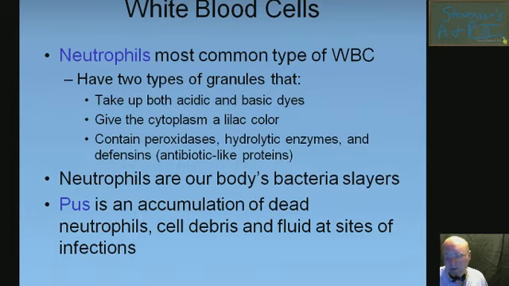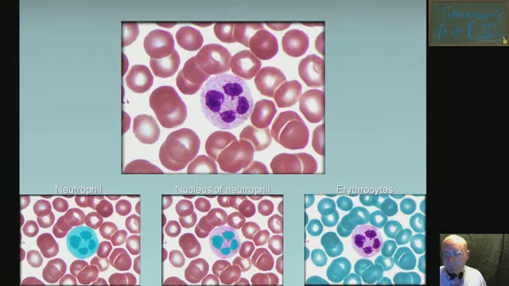Pus is an accumulation, and you get those nice little pimples full of that junk. Pus is an accumulation of neutrophil cells, cell debris, and fluid at the site of an infection. Blood cells in the body.